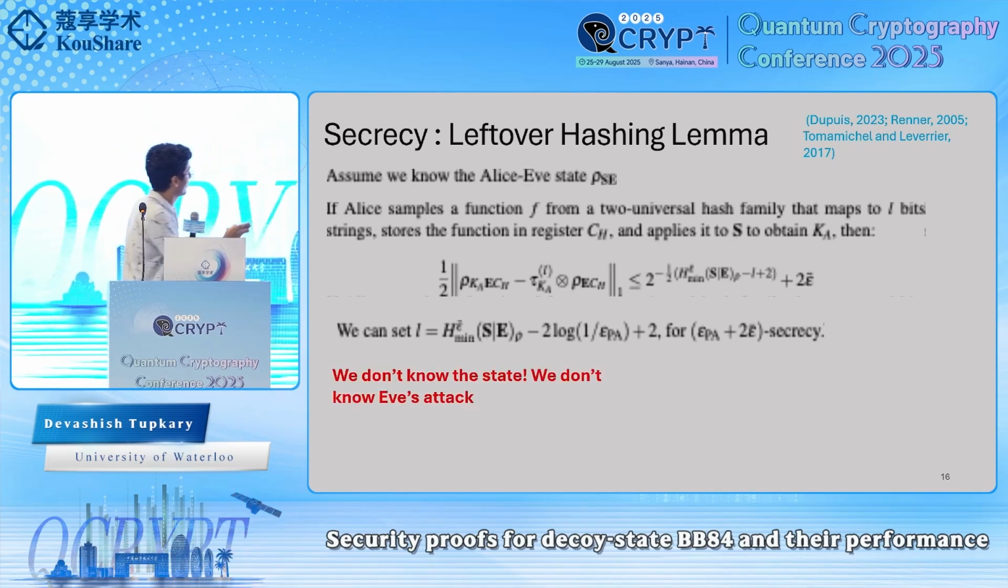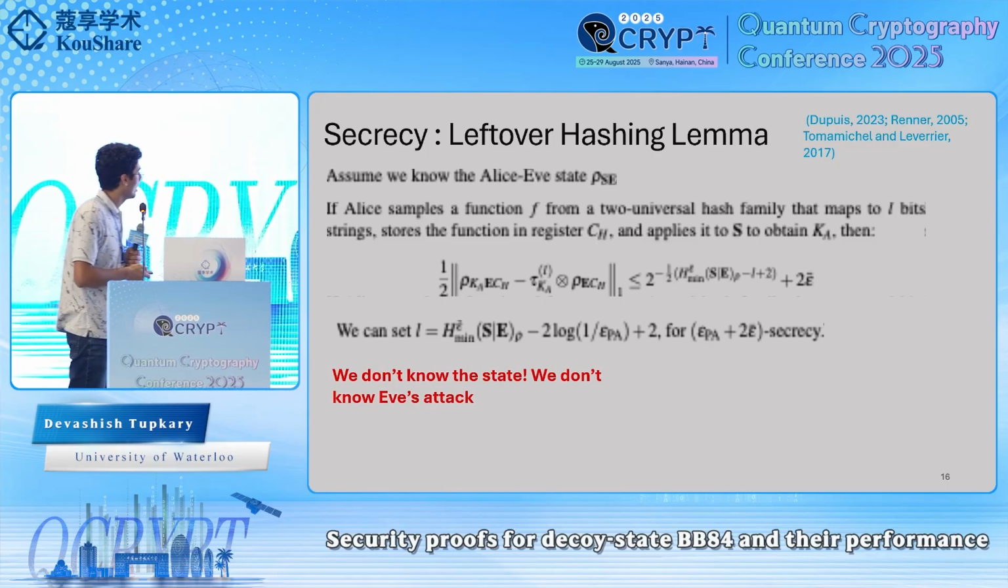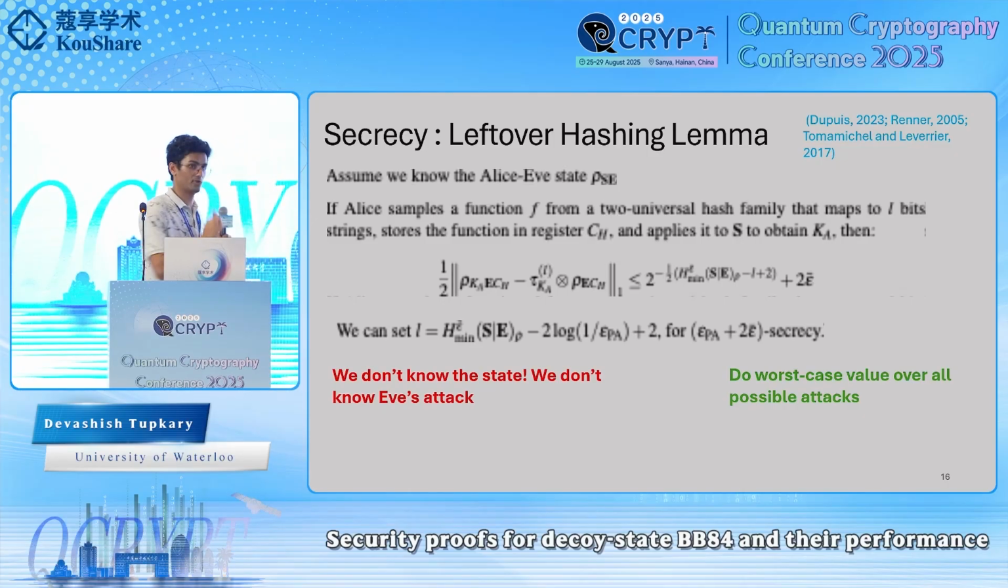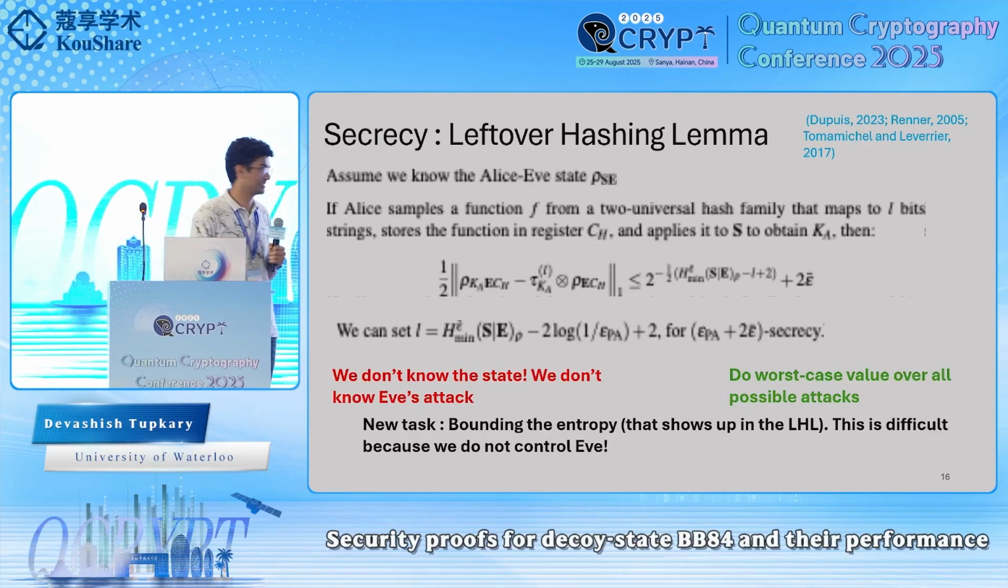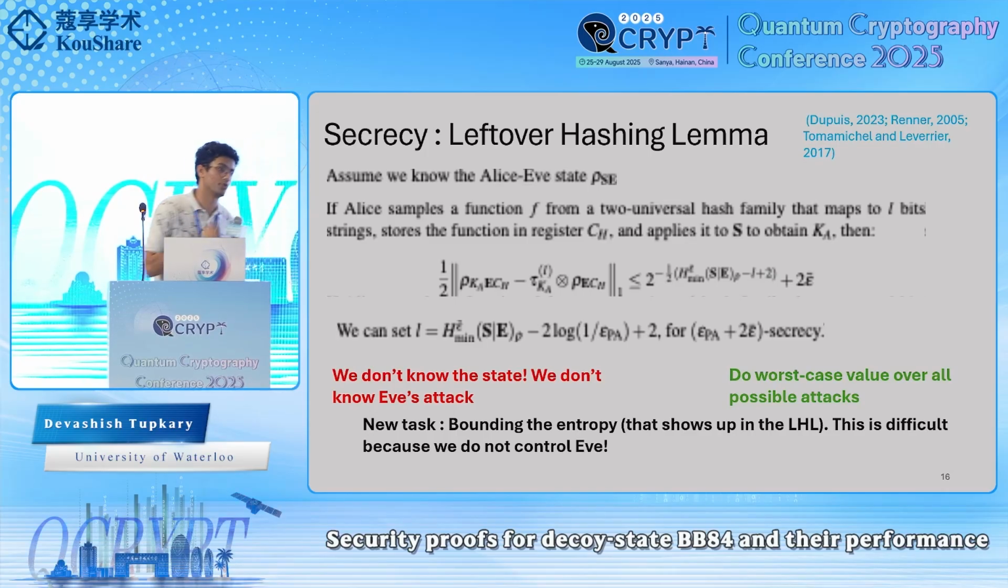Okay, this works very nicely if we know the Alice Eve state, but we don't know the state. Right? Eve is not nice. She does not tell us what attack she wants to do. And so the solution is to do some kind of worst case analysis over all possible attacks that Eve can perform. Okay? And so now for secrecy, our task is basically bounding the entropy that shows up in the leftover hashing lemma over all possible attacks. And obviously this is hard because this is a big protocol and we don't control Eve.